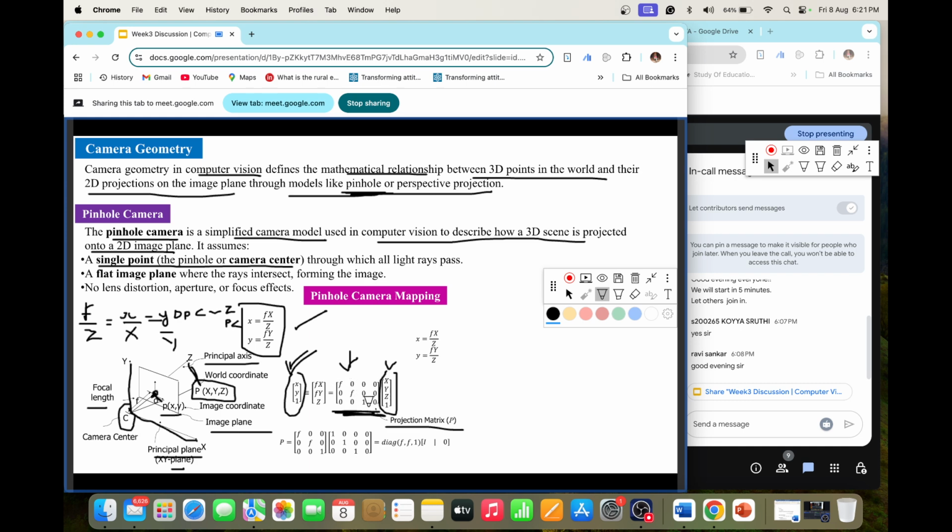Now this matrix can be written in this form also, that is a multiplication of these two matrices. Why is this important? Because you can see this matrix will become a diagonal matrix, meaning we have elements only on the diagonal. This matrix is a combination of two matrices. We can divide it: this is an identity matrix, and this is a 0 column vector. That is how we can also write our projection matrix. So this is regarding the pinhole camera mapping.